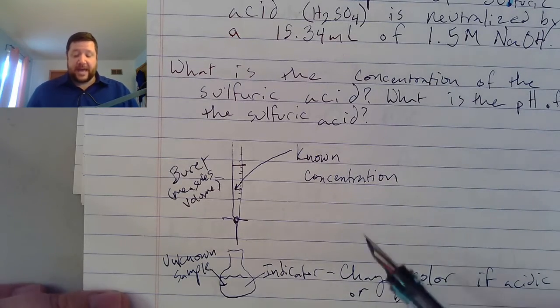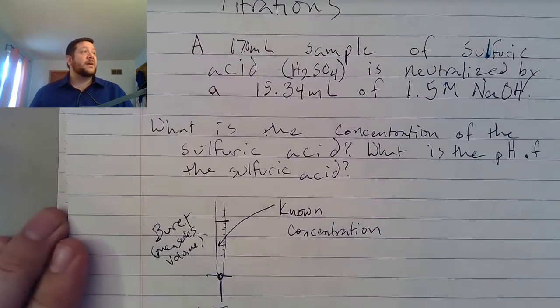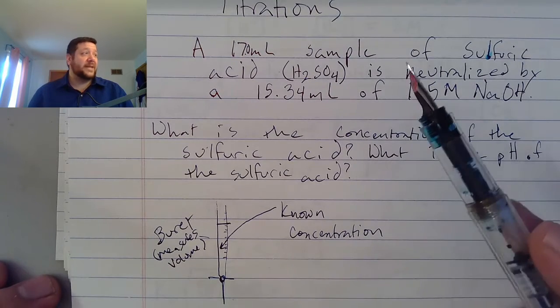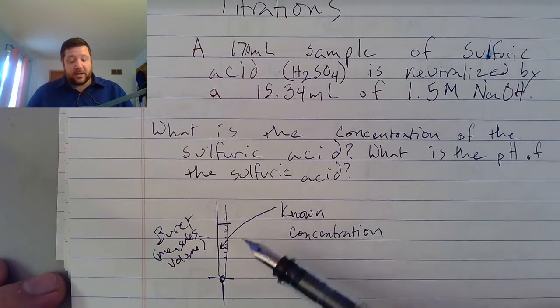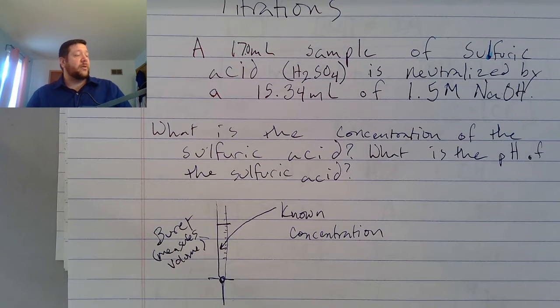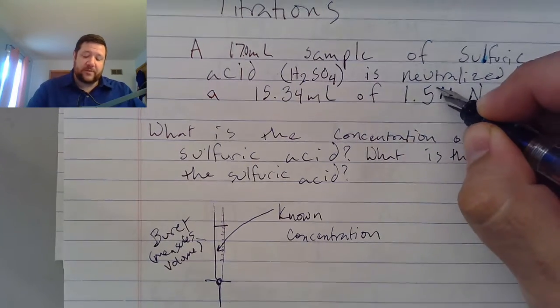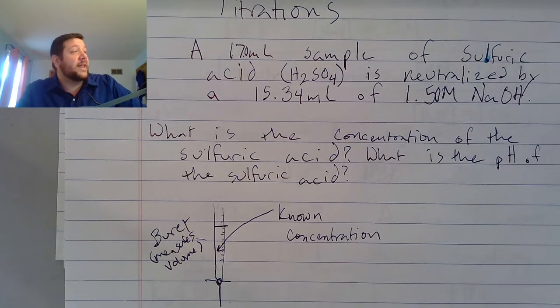So let's say we have a 17 milliliter sample of sulfuric acid. That's H2SO4. And we run our experiment and we drip NaOH that is 1.5, we'll make it even more specific, 1.50 molar NaOH. The question that I want to know is, what is the concentration of that unknown sulfuric acid? And then from that concentration, can we figure out the pH? So this is what we're going to be doing in your lab and in your write-up, and I want to go through some of the theory behind that.